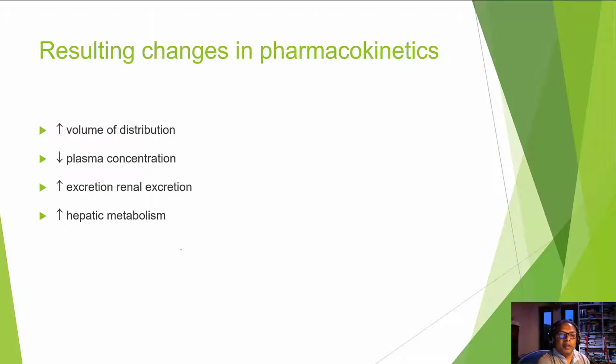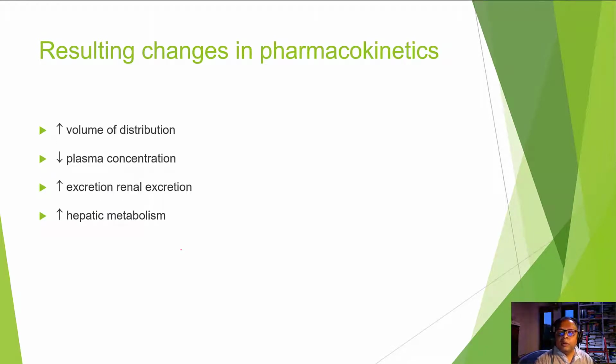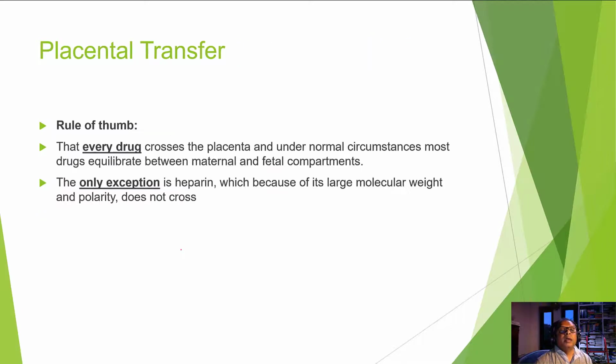It will increase the volume of distribution and reduce the plasma concentration. It increases excretion of renal products, and it increases the hepatic metabolism. So these are the changes which happen due to those physiological changes in our body, and effectively that will affect the amount of drug which is there in the circulation and its effects on the mother and the fetus.